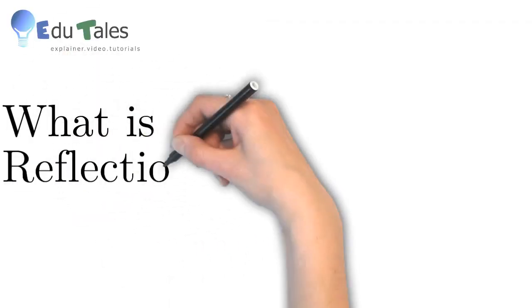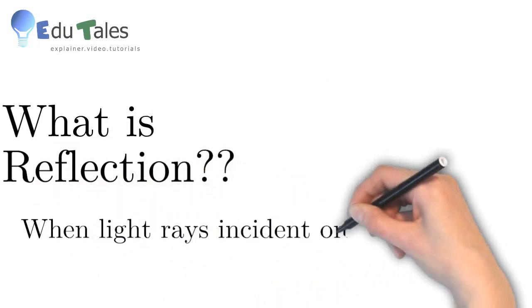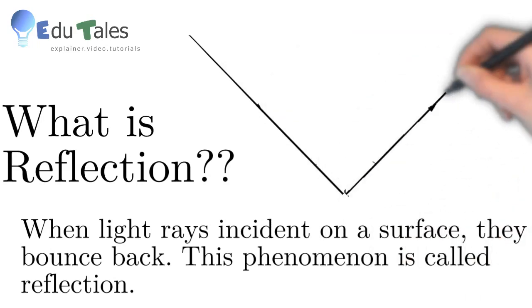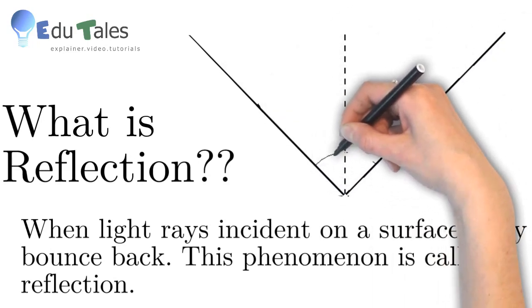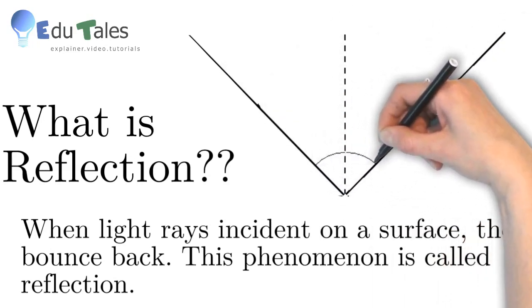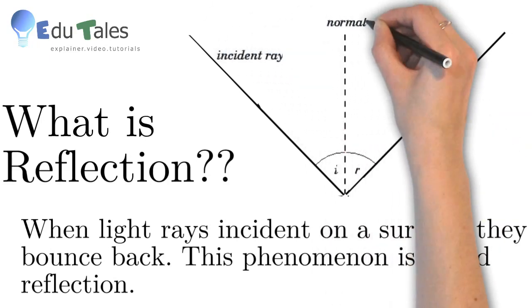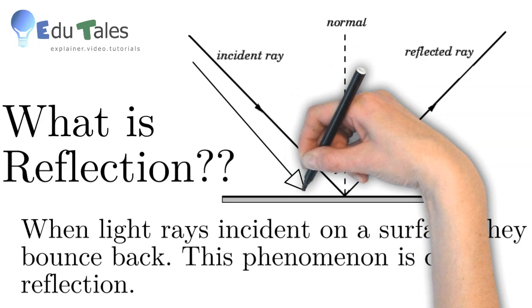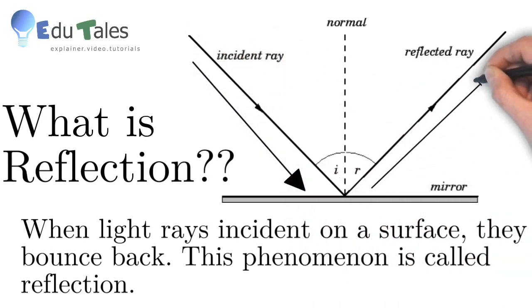Just like a rubber ball will bounce back when pitted against a wall, the rays of light also will bounce back when they are incident on a surface. This phenomenon is called reflection. You can see in the figure that an incident ray strikes on a mirror and gets reflected back.